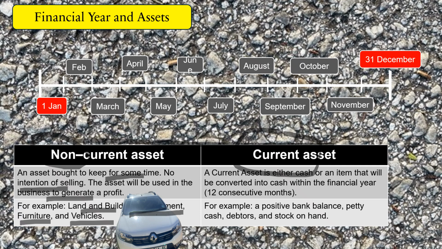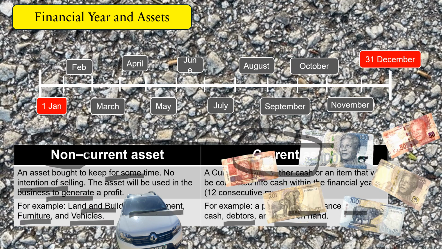Current assets are either cash or things that are converted into cash within 12 months. Examples of current assets: a positive bank balance, petty cash, accounts receivable, which is debtors, stock, inventory, trading inventory. And just so you remember, cash is a current asset.